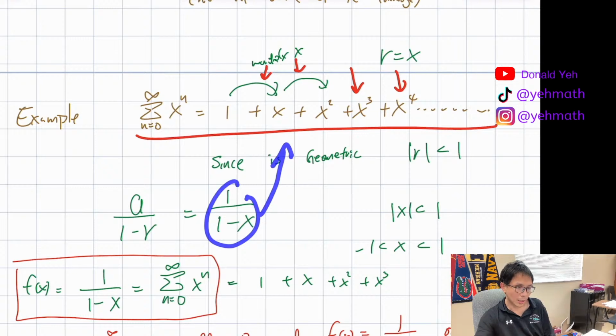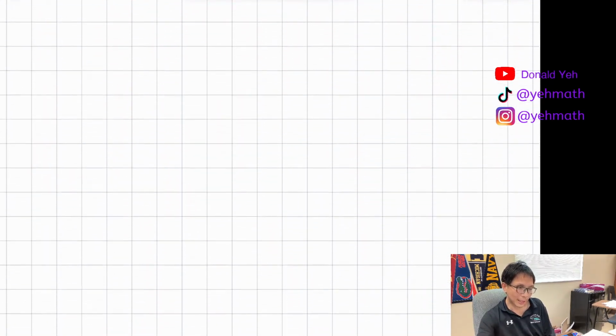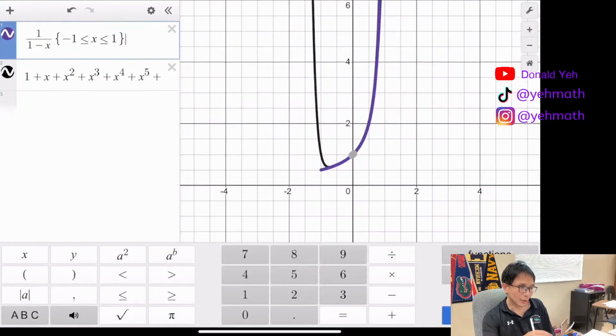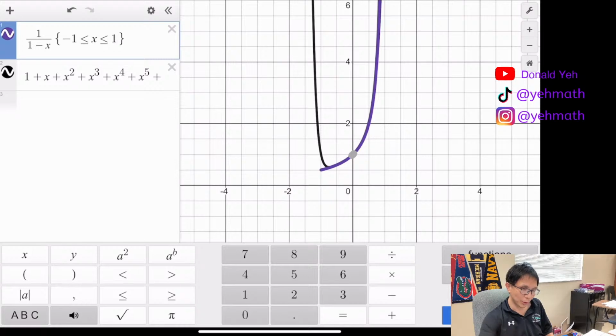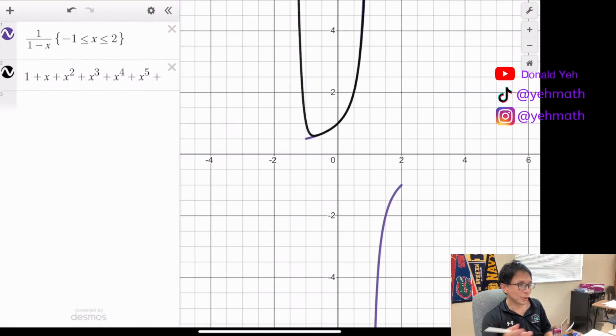Is that okay? Now, you can see that it's true when we look at the graph. We've got 1 over 1 minus x, and it only works from -1 to 1. It does not work outside that because if you look here, these two graphs are exactly identical. This is 1 over 1 minus x, and this is 1 plus x plus x squared plus everything. But if you go outside the radius of convergence, let's say 2, you see here it's not matching. So it only works from -1 to 1. It does not work at any other place.